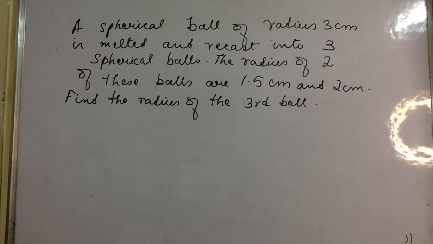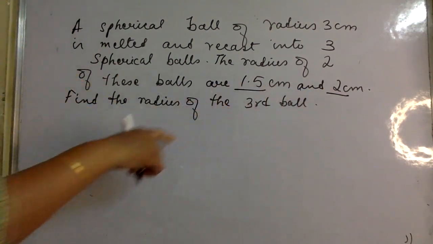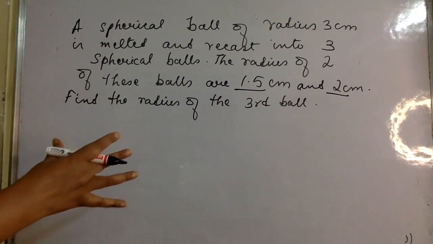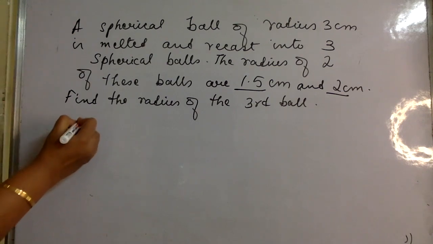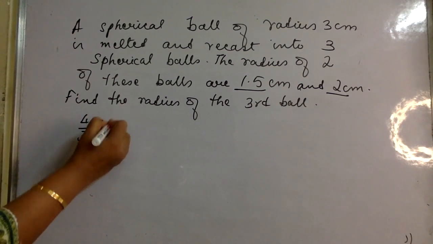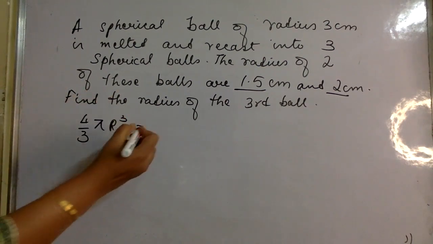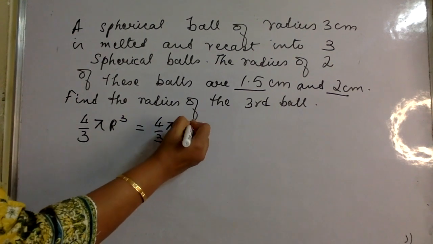A spherical ball of radius 3 centimeters is melted and recast into 3 spherical balls. The radii of two of these balls, out of the 3, are given to us. The third one is missing. We have to find the radius of the third ball. Let us attempt the sum straight away, and I'll tell you how exactly you can do this sum very quickly. So note the method. 4/3 pi R cube is the volume of the big ball which is being melted, and these are 3 of them. So I will write r1 cube.